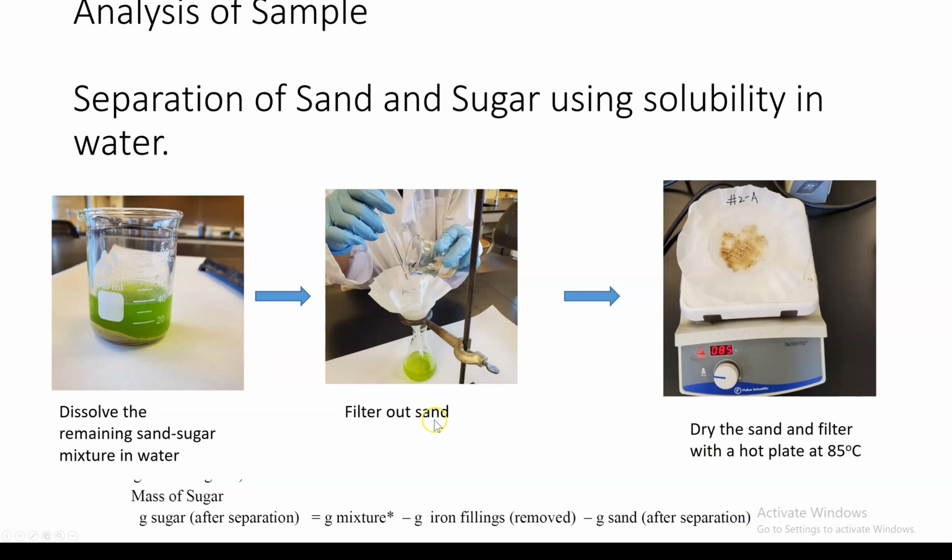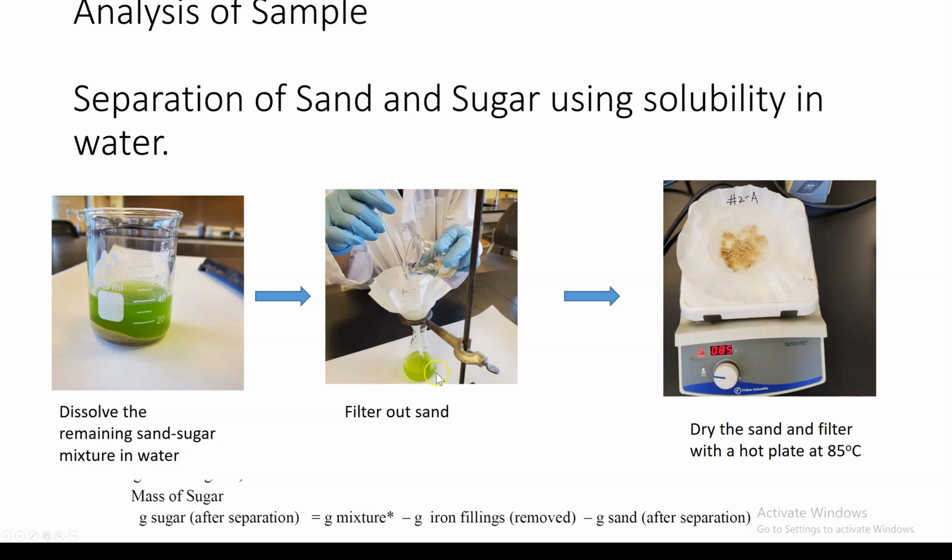And by filtering out the sand and only collecting the liquid down here, this is where our sugar would be. And the rest of the sand will then be stuck on this filter paper. And by drying this filter paper and weighing it, we'll be able to figure out how much sand is present in the mixture.